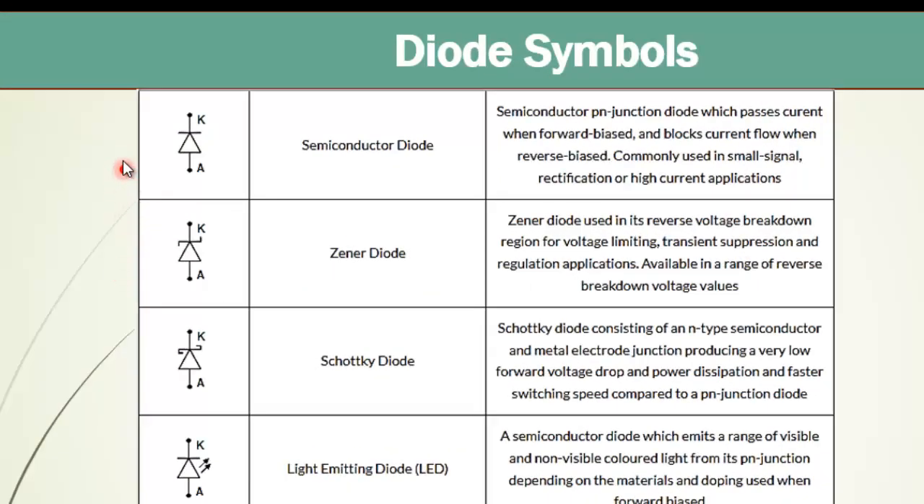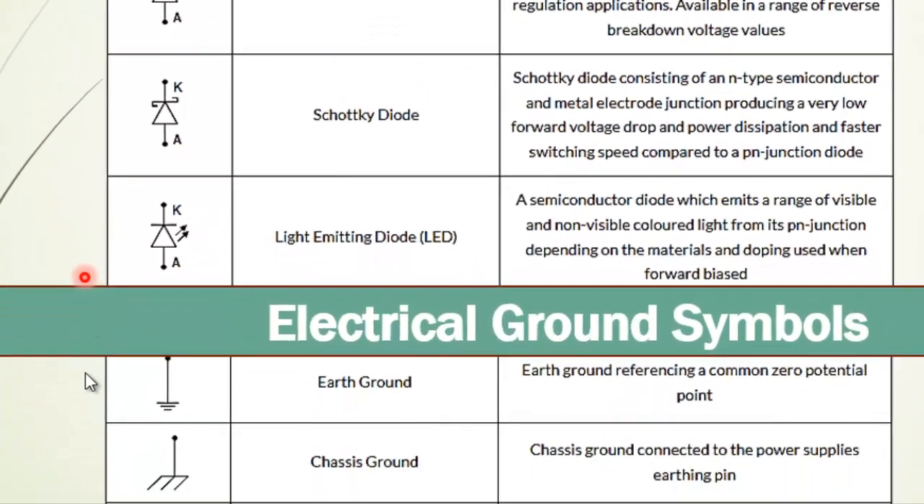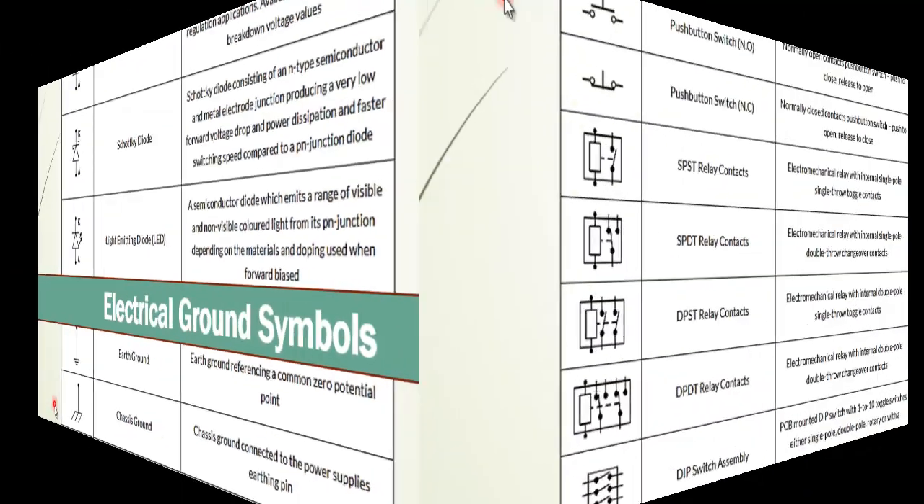Next, we have different types of diodes. The first is the common semiconductor diode, then the Zener diode. Next, the Schottky diode. Next is the most common symbol for the LED or light emitting diode. And these two symbols are for the electrical ground. The first is the earth ground and this one is the chassis ground or the body ground.